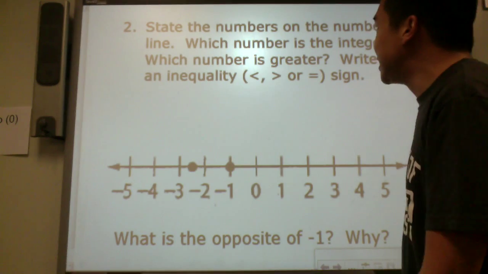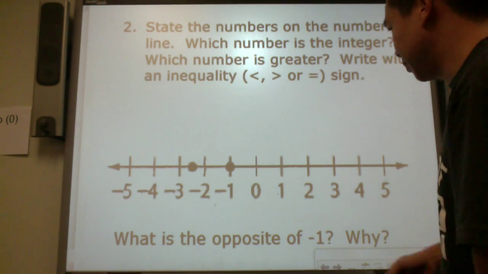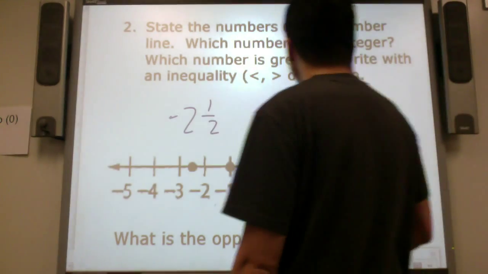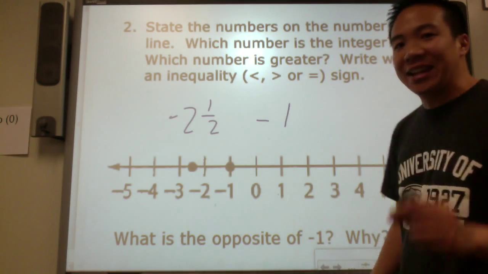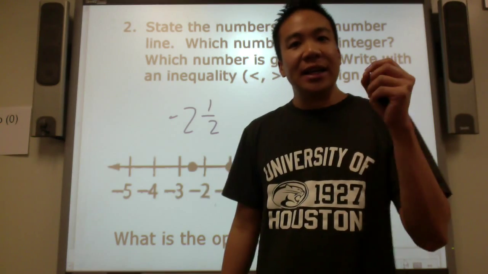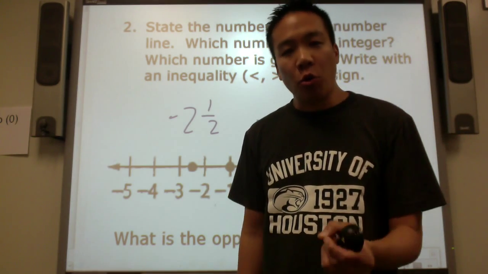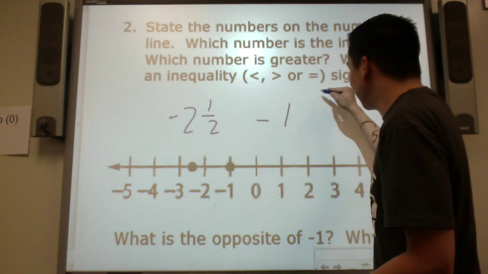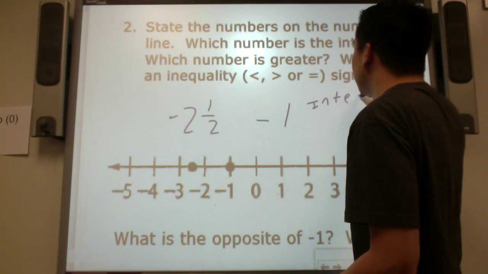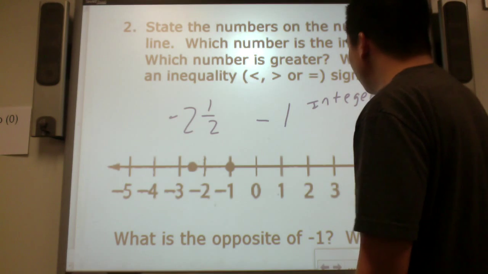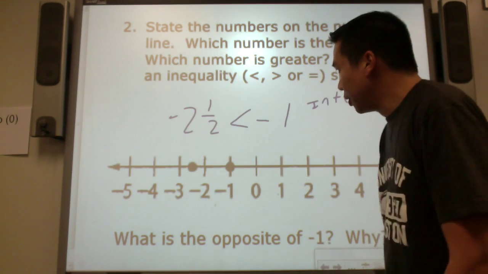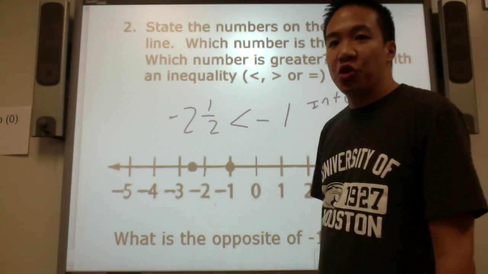Number 2, state the numbers on the number line. -1, -2.5. Which number is the integer? The definition of an integer is a positive whole number, negative whole number, or 0. So this must be the integer. Which number is greater? -1 is greater than -2.5.